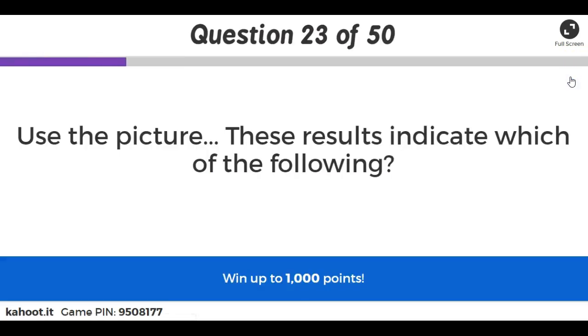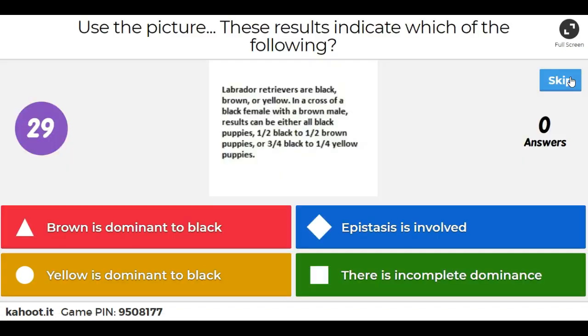All right, we're going to use the picture. And what we want to know is between the information given and our answers that we have, we want to know what kind of relationship is going on between these genes.